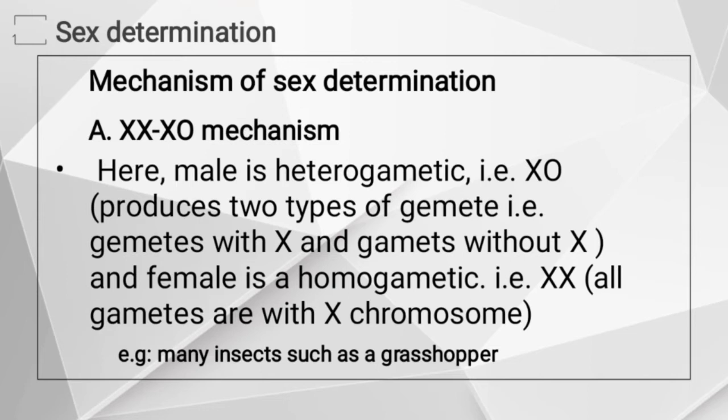In the XX-XO mechanism, male is heterogametic and female is homogametic. Male produces two types of gamete, that is, gamete with X chromosome and gamete without X chromosome. But female produces all gametes with X chromosome. Understood? This is the XX-XO mechanism.